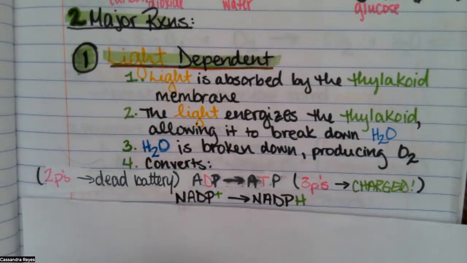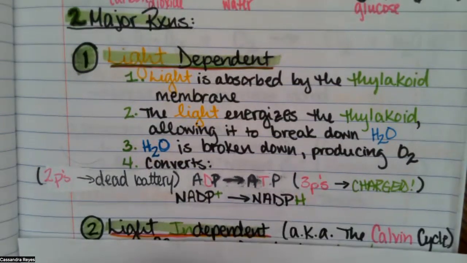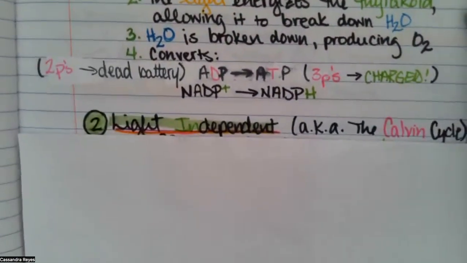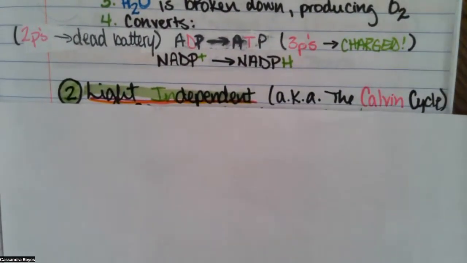All right, so that now brings us to our second major reaction, and that is opposite of the light dependent. It's the light independent cycle. And this cycle in particular is also known as the Calvin cycle. I'm going to go ahead and bump up my paper here. You guys should have had enough time to copy down that first one.